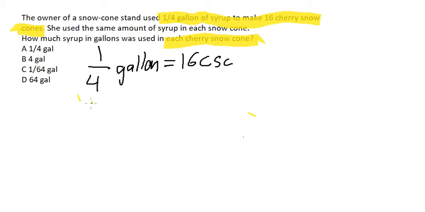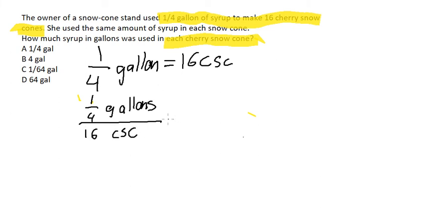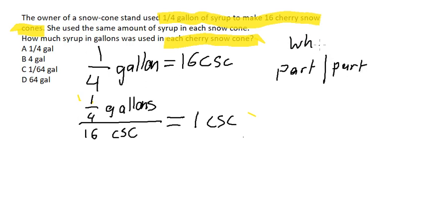So let's start by dividing both sides by 16. So 1/4 gallons divided by 16 cherry snow cones equals 1 cherry snow cone. And the reason why we did this is because of part and whole.